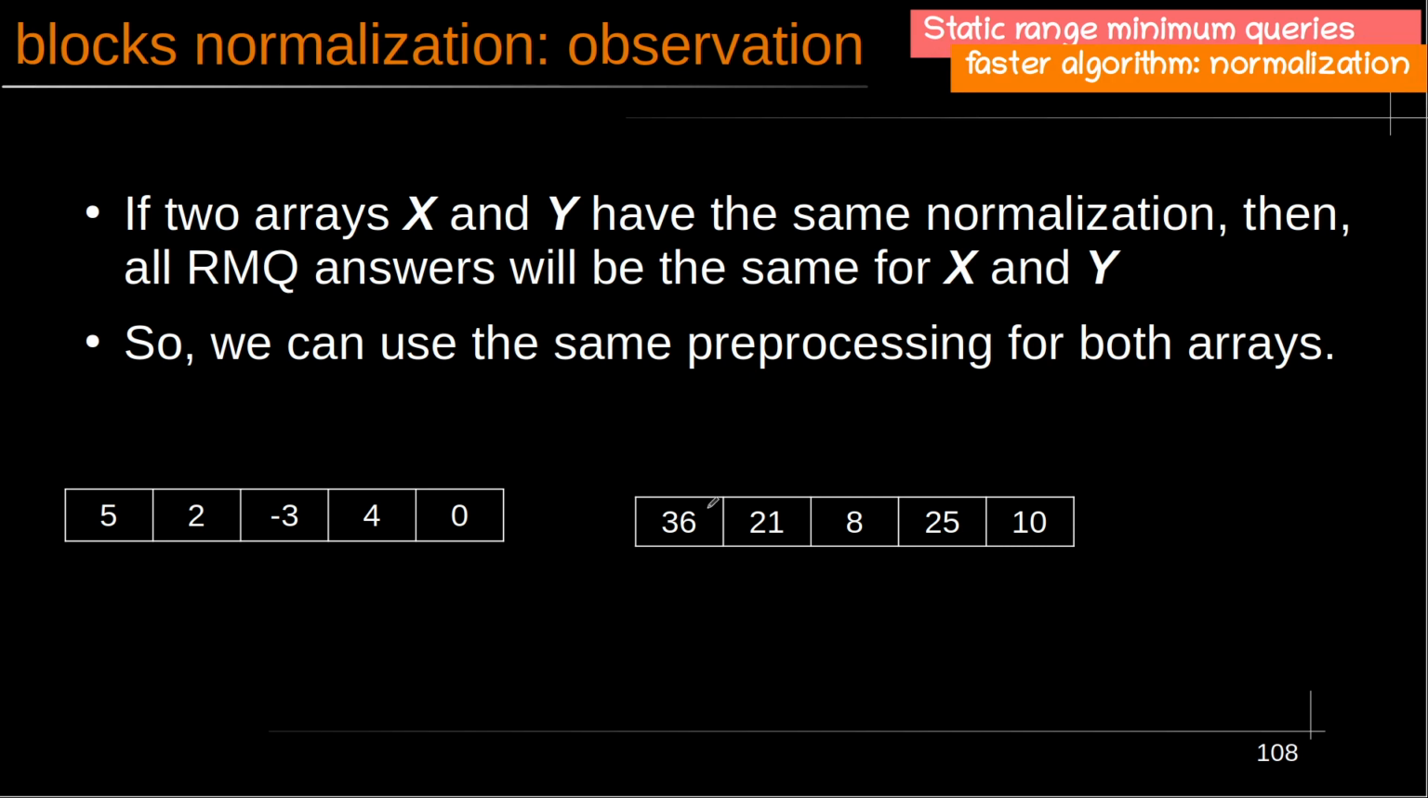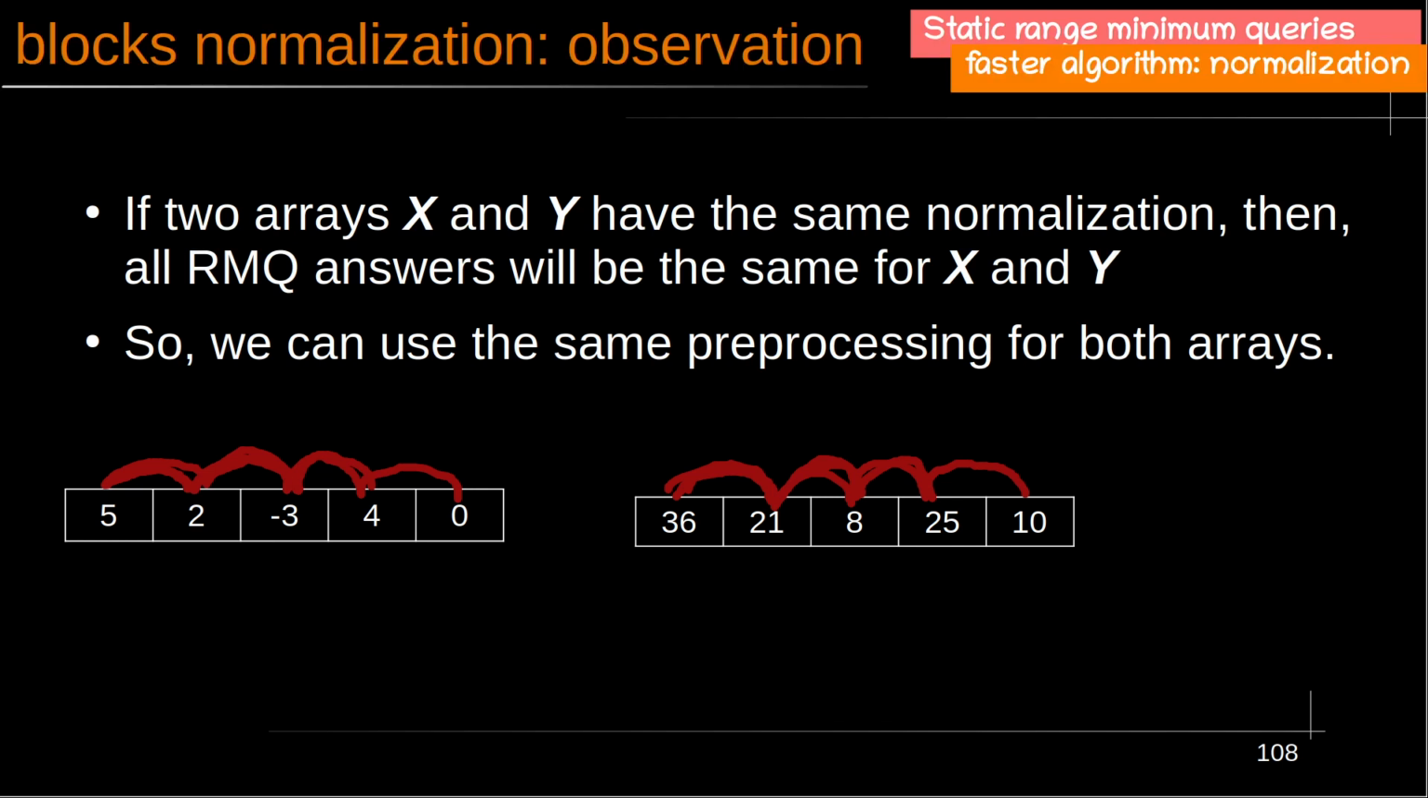Let's see the array on the right here. We have 36. I have 21 lower than 36, then 8 lower than 21 and 36. Then 25 greater than 8, greater than 21, lower than 36, so greater, greater, lower. Here, greater, greater, lower. Then 10: lower, greater, lower, lower. Lower, greater, lower, lower. As you see, we can say that these two arrays have the same shape, or the same type, or the same model for now.